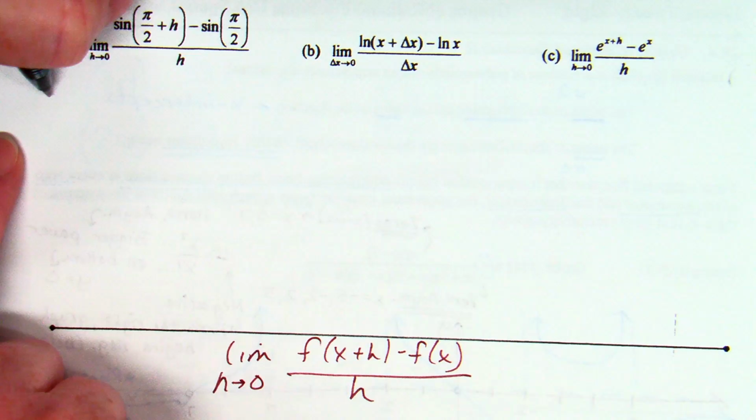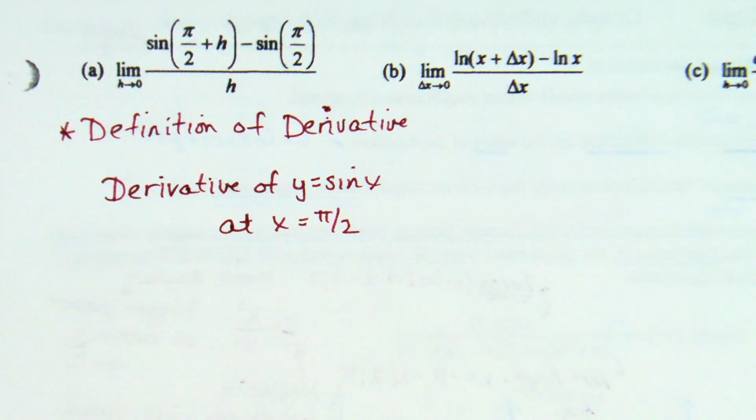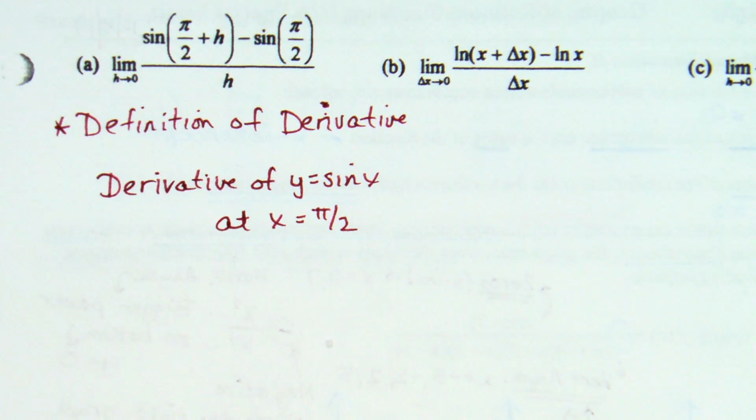Now, in order to do this first one, we're not going to do anything with that limit. It is the derivative of y equals sine x at x equals pi over 2. So I'm going to, in our easy way, take the derivative of sine and plug in pi over 2. Give you guys a brief moment to write.